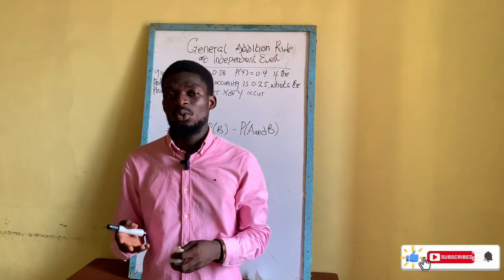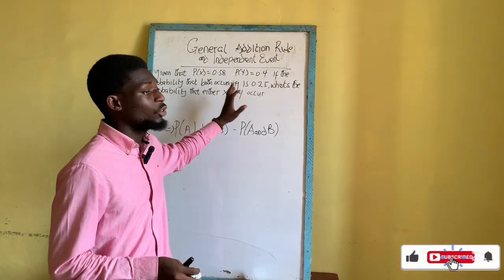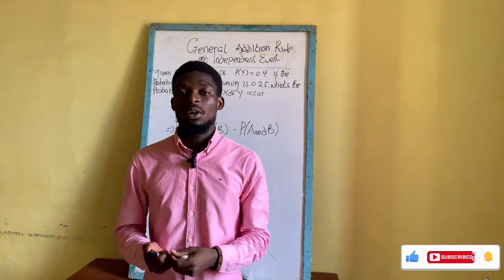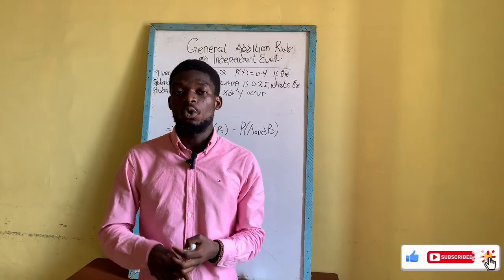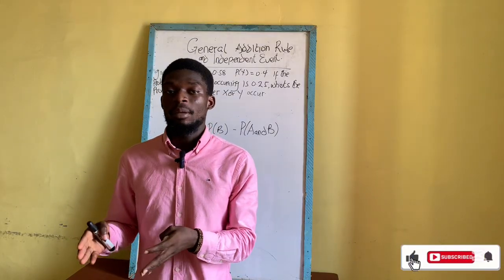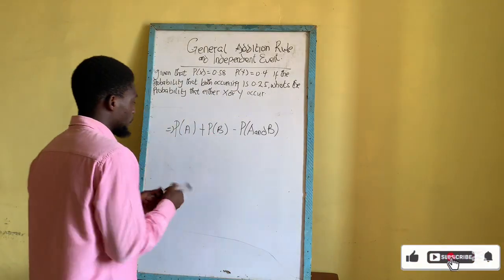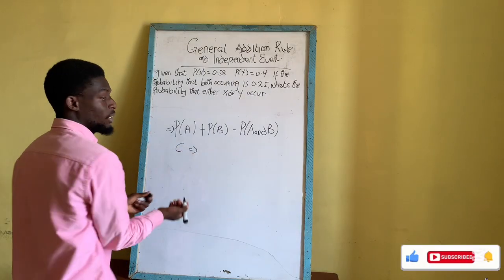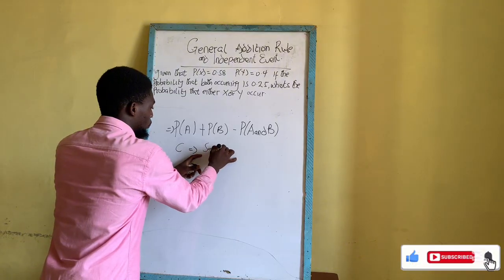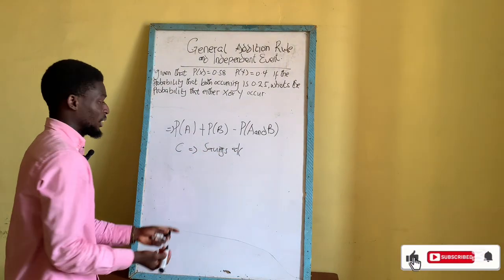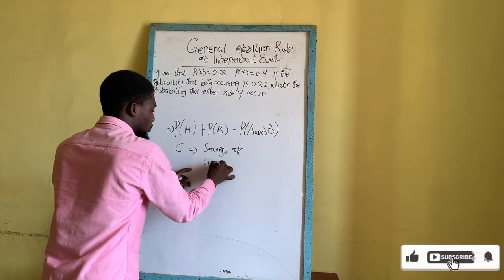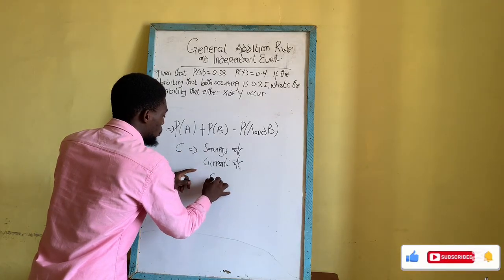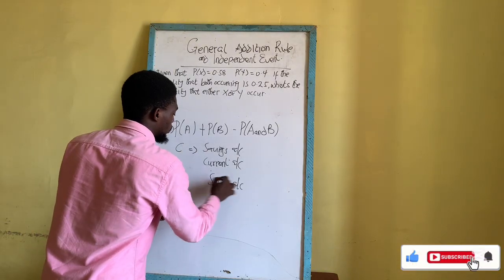So I have this example that I want to cite so that you understand the general addition rule and mutually exclusive events better. When you go to a bank, you can have a customer who is having a savings account or, let's say, a current account, or the person might have both accounts. That is, the customer is having a savings account and at the same time is having a current account.